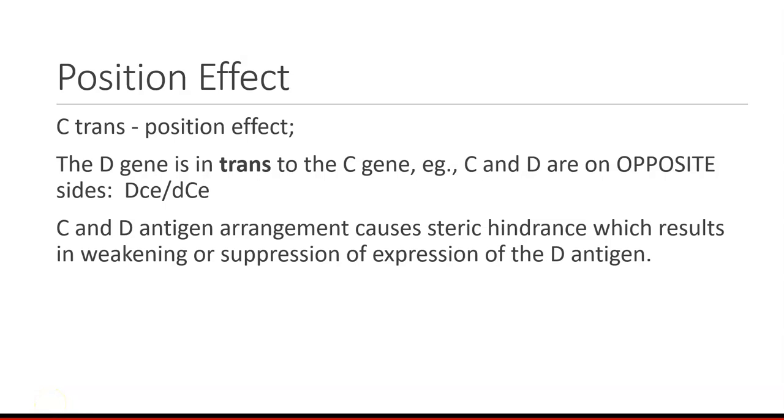A weakened expression of the D antigen could be due to position effect, and this is called C transposition effect. The D gene is in trans to the C gene. They're on opposite sides. For example, big D, little e, / little d, big C, little e. Notice the D and the C are on opposite sides, which could lead to steric hindrance, which results in a weakening or suppression of expression of the D antigen. So we have a weakened expression, which again, on immediate spin, you may get a negative result.